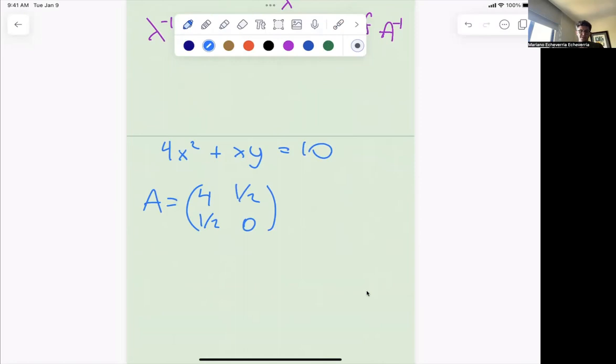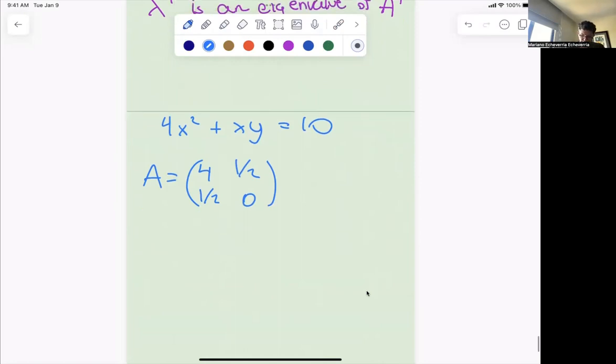So the matrix can always be read from the coefficients of the conic equation. It always has to be symmetric, so that's a good thing that you should notice. To make it symmetric, we have to split this one in half, to share it among these two entries. That's the idea. Now, what are the eigenvalues of A?